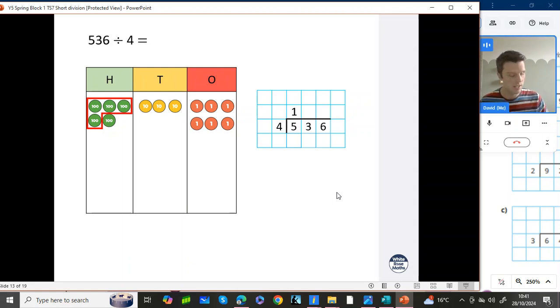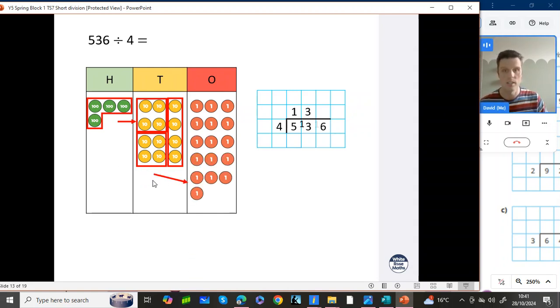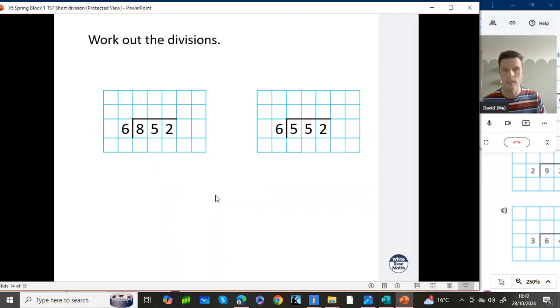Okay, let's go through the answers. So we know we've got to do an exchange because we have 1 remainder here, which goes into this one. So we've got 1, 2, 3 groups of 4. But again, we've got 1 remainder, so we exchange it into here. And now we have 16, where you've got 4 groups of 4. And there's your answer. So our total answer is 134. Right, pause the video here to have a go at these divisions.